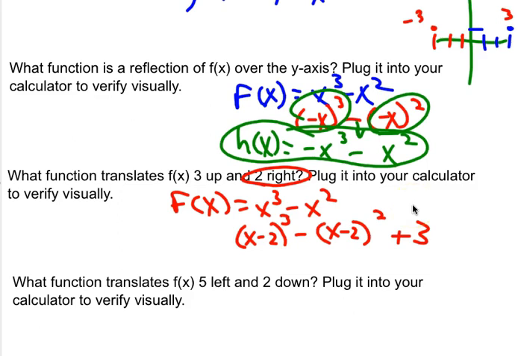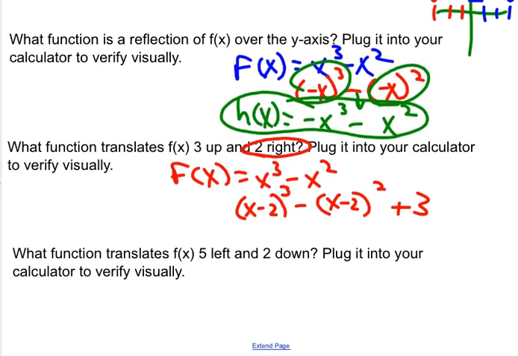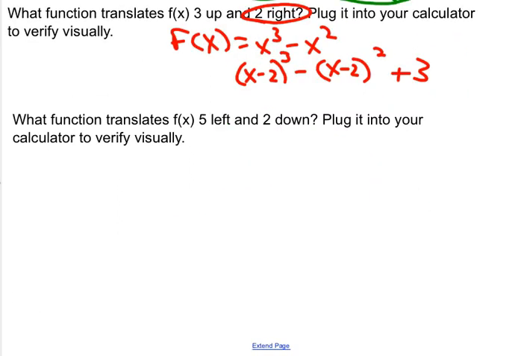All right. What function translated 5 left and 2 down? Give that a shot. Pause it right here. Give that a shot. Check it out. I'll write the answer. Give it a pause. Okay. Hopefully you paused it and wrote it down to check it out.